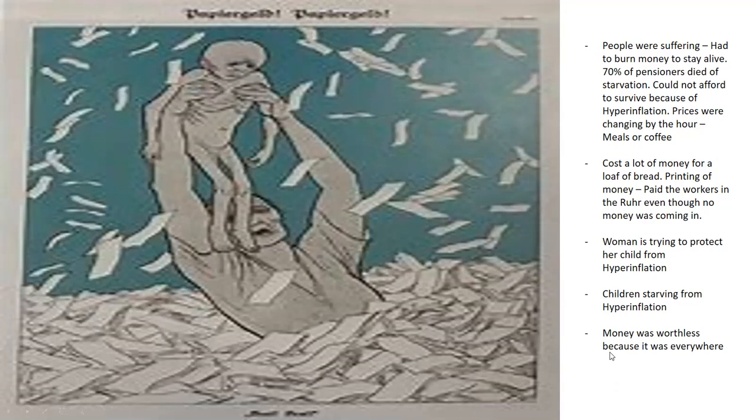You could also mention that money was worthless. What could you link to that? You could link the fact that money was being printed constantly. People used it to burn. People threw it away. Children used it as toy building blocks because they couldn't afford toys.